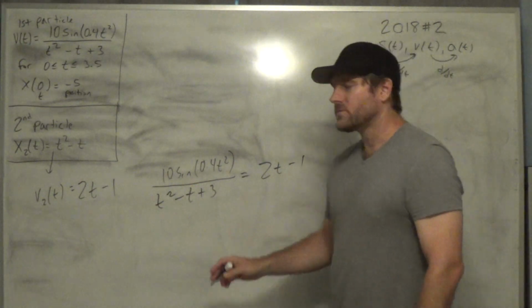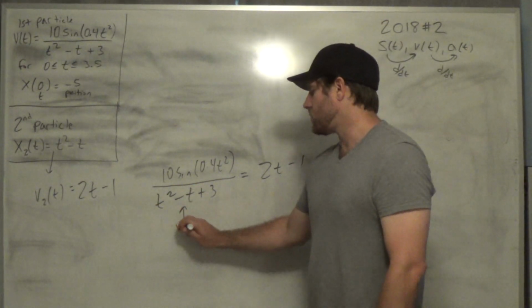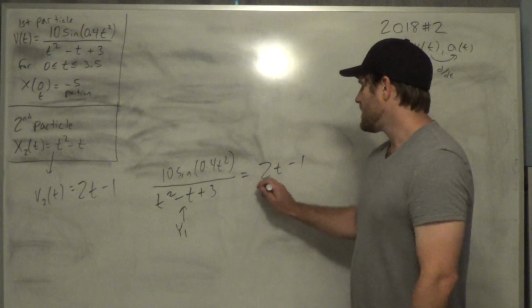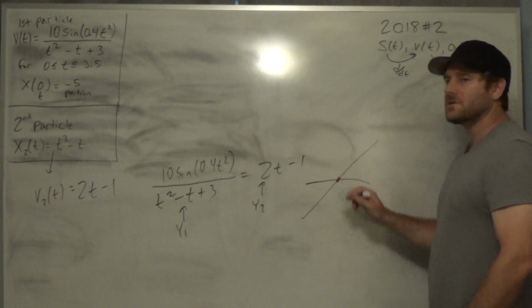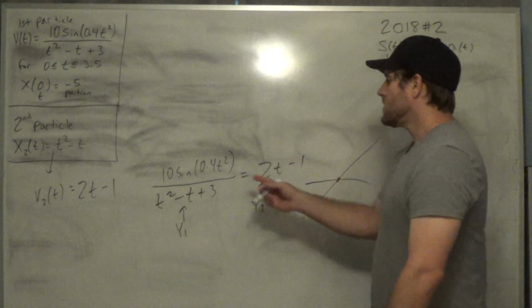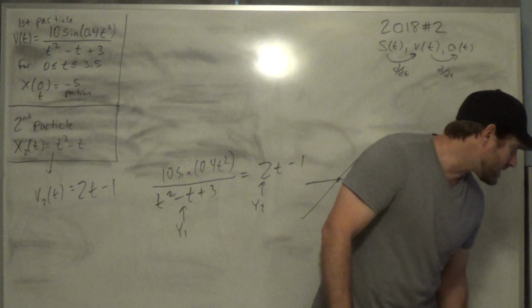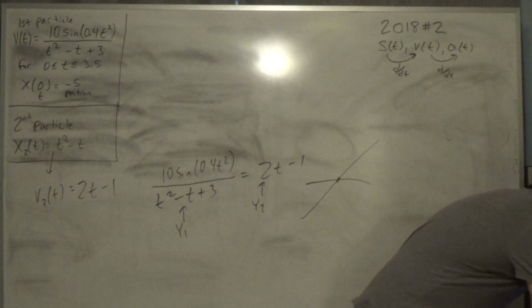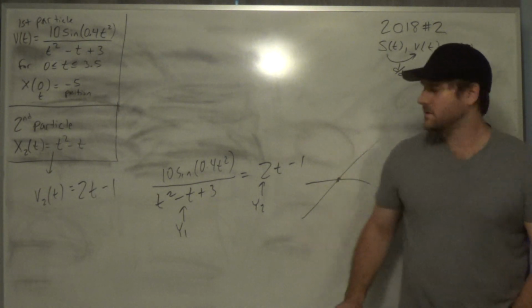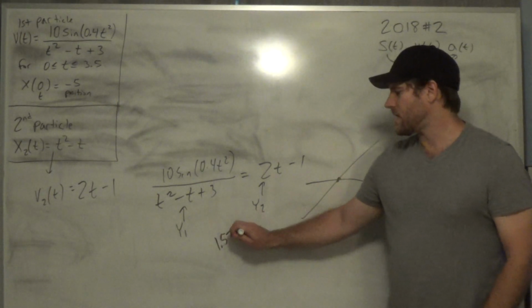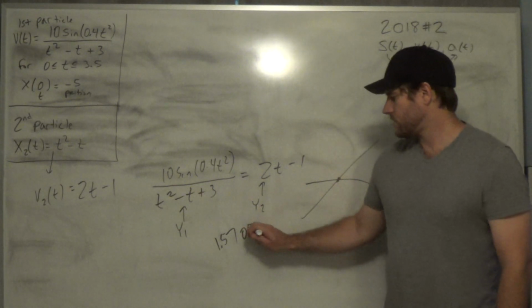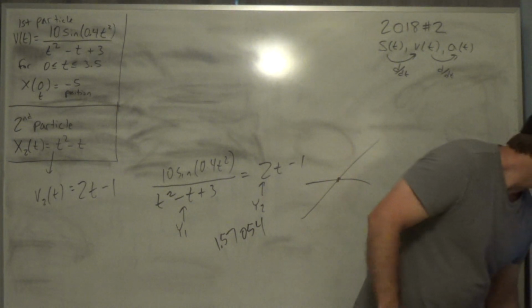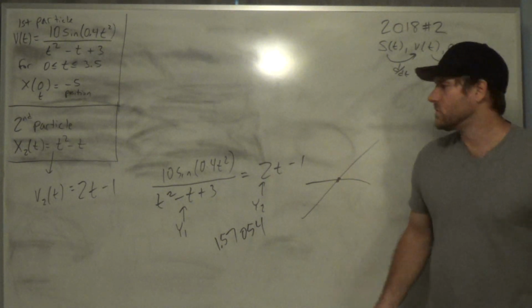And all you need to do, there's a couple ways of doing this, but you can simply put this in y1 in your calculator. I already have it there. And this in y2, and then graph. And wherever these 2 graphs meet, their intersection is the solution to this equation. So if you graph both of those, you will get the answer. Oh, let me scroll down. 1.57054. And that's it. You're done.